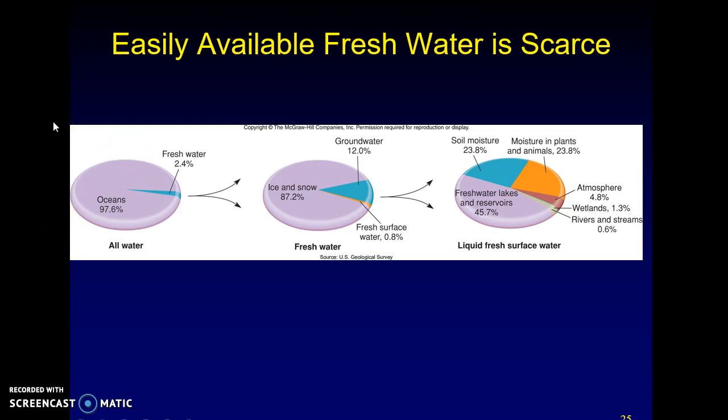This is an interesting chart. It's pretty self-explanatory. Yeah, this is interesting. Ice and snow constitute 87.2% of the fresh water.